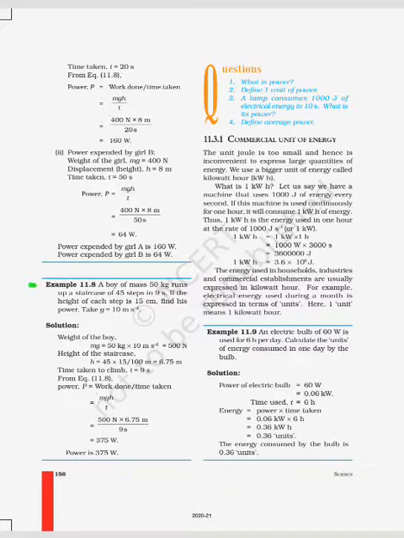Next example, 11.8. A boy of mass 50 kg runs up a staircase of 45 steps in 9 seconds. If the height of each step is 15 centimeter, find his power. So see, the height of each step is given as 15 and there are 45 steps in total. So we will multiply 45 with 15 and we will get the total height. If we get the total height, we can get the total change in energy, meaning mgh. Then power is mgh upon t. This formula again we will use, and we will get the answer.